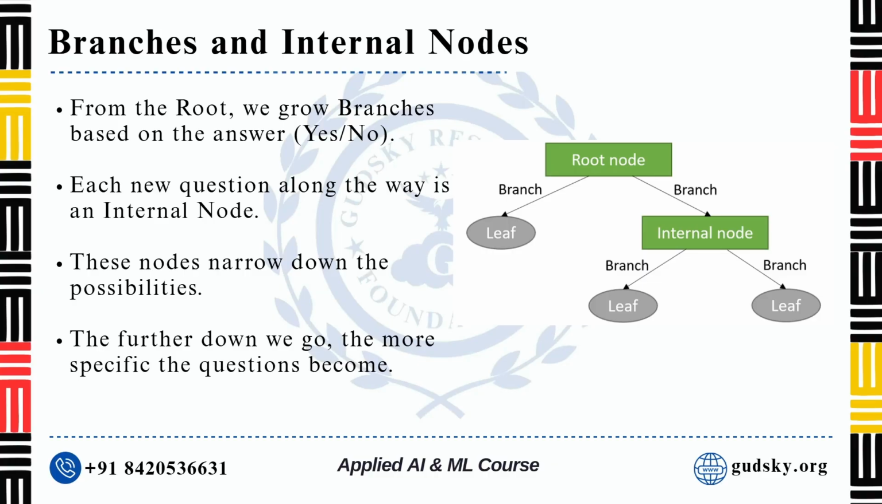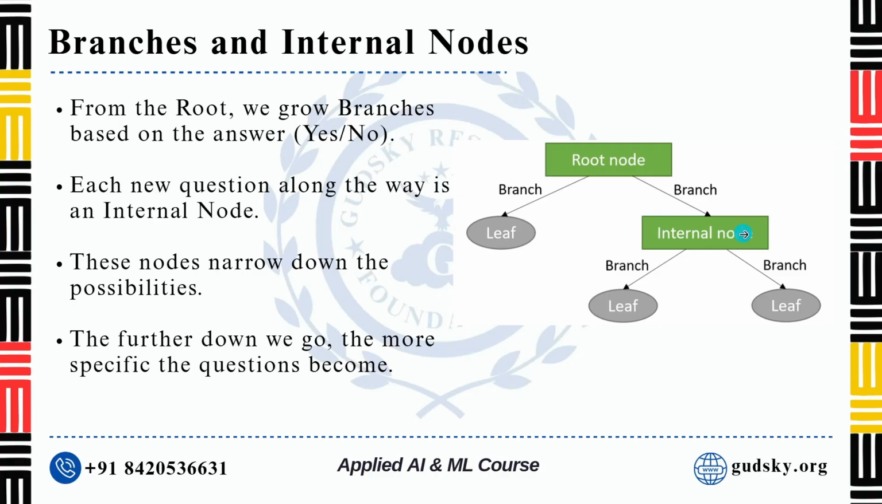And now it's time for the branches and internal nodes. From the root, we grow branches. If the answer to a question is yes, we go one way. If no, we go the other. The points where we ask follow-up questions are called internal nodes. It's like a detective narrowing down suspects by asking more and more specific questions.